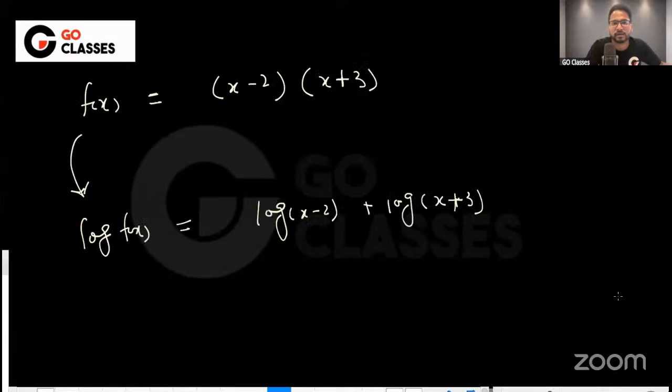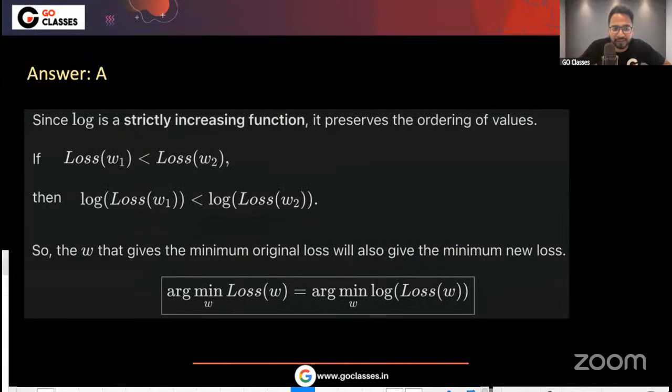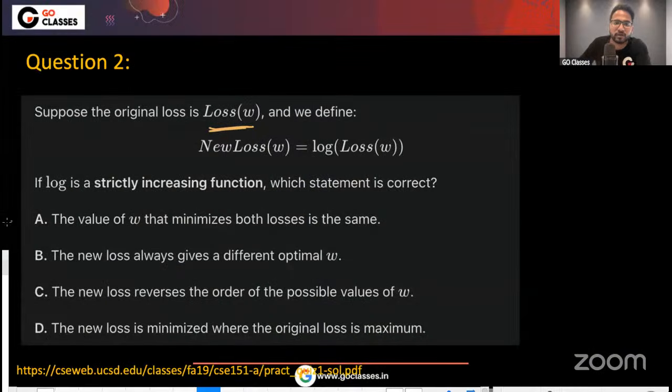What I'm trying to say is that log is an increasing function. If between two w's this was the ordering earlier, now also the ordering is the same. So taking the log doesn't make the ordering different. If you multiply with a minus, then yes, the ordering will be different, and whatever was minimizing earlier will now maximize. But taking log doesn't make any ordering difference. The argument, meaning the value of w which is minimizing this loss, is the same value of w that will minimize the log loss. So the answer is a.